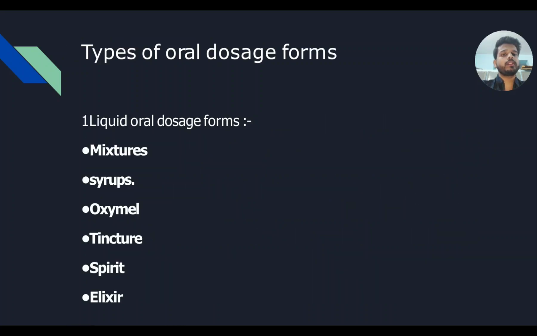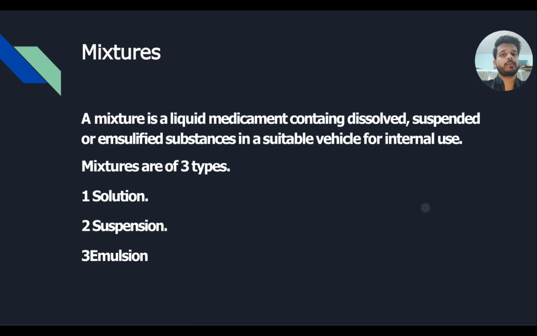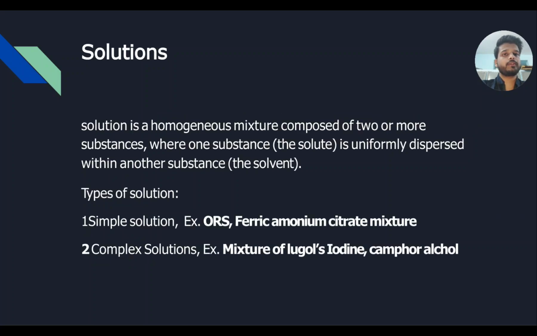Next are the types of oral dosage forms. Liquid dosage forms are mixtures, syrups, linctus, tinctures, spirits and elixirs. These are some of the liquid oral dosage forms. So first one is mixture. A mixture is a liquid medicament containing dissolved, suspended or emulsified substances in a suitable vehicle for internal use. Mixtures are of three types. Which are the three types of mixture? First one is solution, second one is suspension and third one is emulsion. So these are the three different types of mixture oral dosage forms.